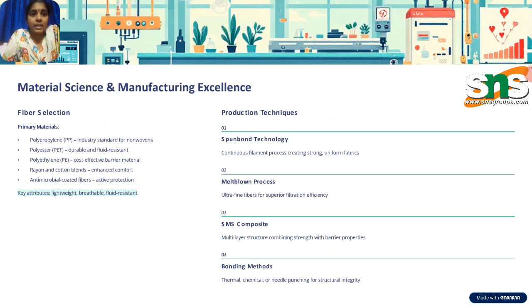Next, material science and manufacturing excellence. So the fiber selection, primary materials: what are all the main primary materials we need is given here. Next is the production technique, how we can go with nonwoven, that is the spunbond technology, and then the meltblown process, and components, bonding methods. Bonding methods are used if we are compressing two or three materials, which we mainly see in sanitary napkins.